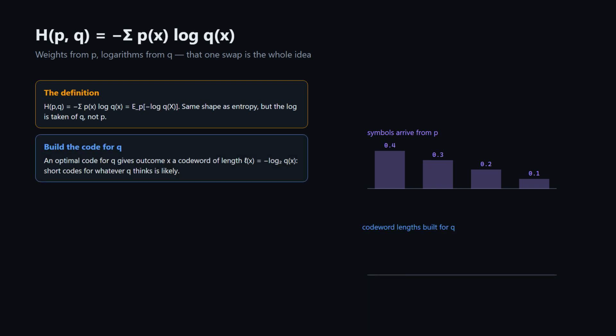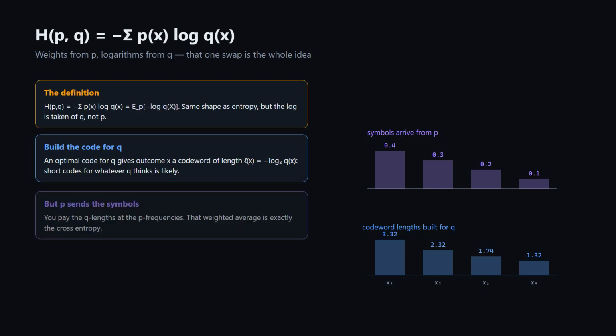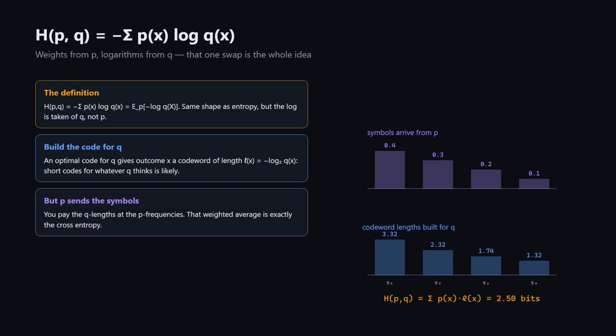The coding picture makes it concrete. Build the optimal code for Q. That assigns an outcome X a code word of length minus log Q of X bits, short codes for whatever Q thinks is likely. But the symbols actually arriving are drawn from P. So the average length you pay is the Q length, minus log Q of X, averaged against the P frequencies. That average is the cross-entropy, E under P, of minus log Q of X.